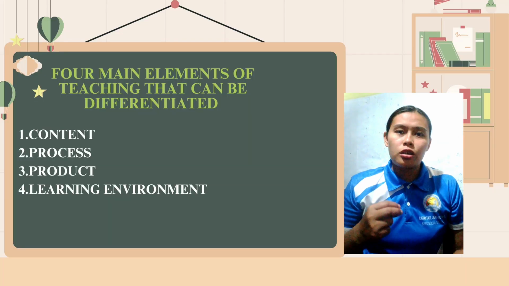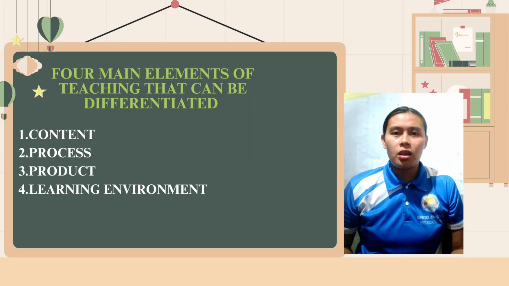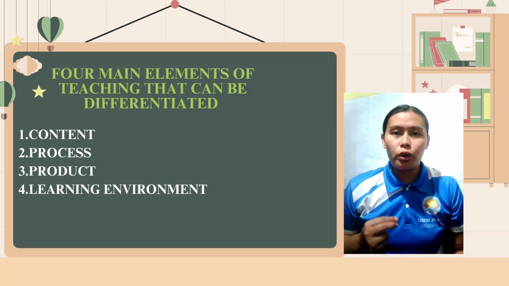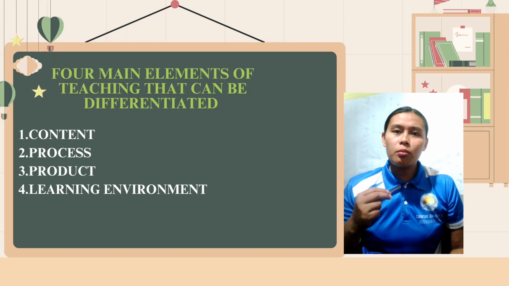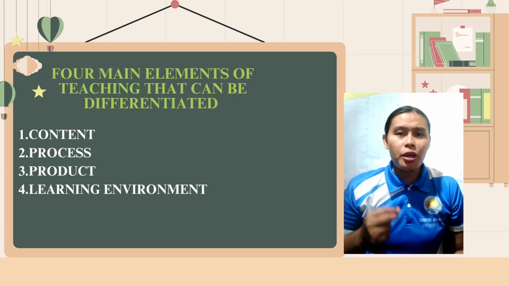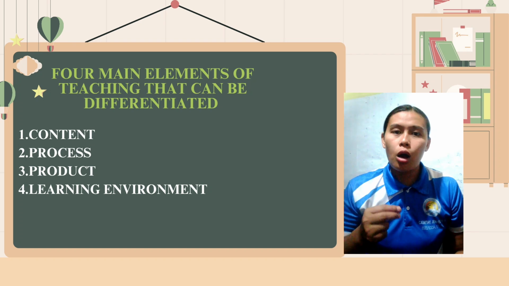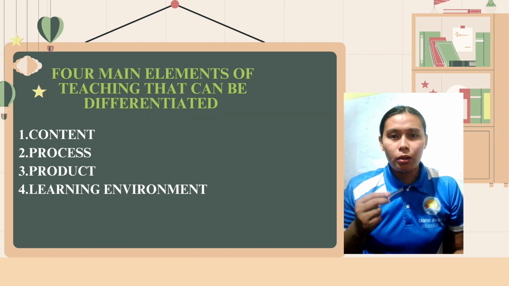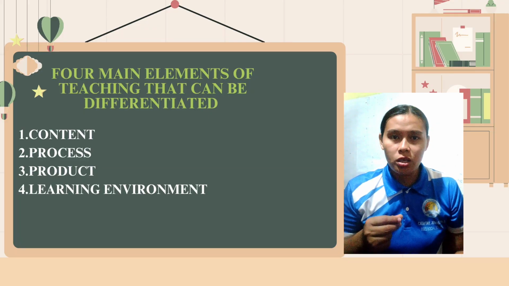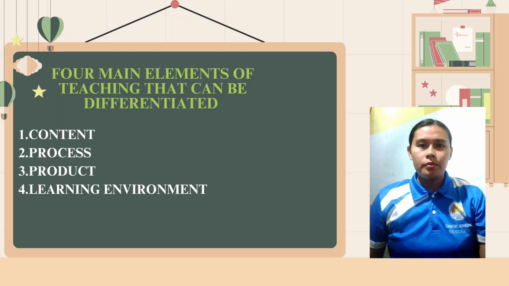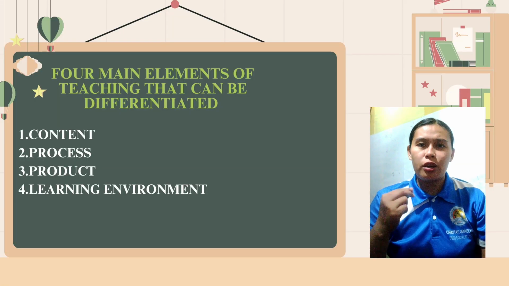During the process, students learn in different ways. Some work with hands-on materials, others learn through group discussion, and some through written practice. For the product, students show what they learn based on how they learn. Those who use hands-on activities create a model, group learners give a short presentation, and independent learners submit a written output. And the last, learning environment.